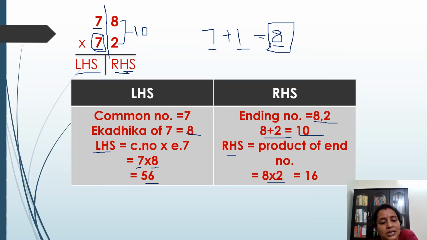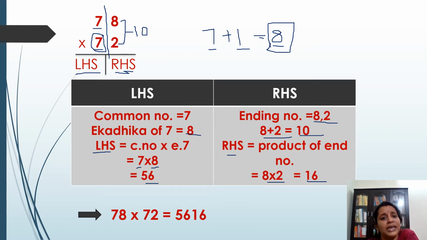So 8 into 2 is nothing but 16. So my RHS is 16. Now what I have to do is just put the LHS and RHS side by side. I need not do any other operation over there. Just give the answer directly. So my 78 into 72 is nothing but 5616. You all got it?